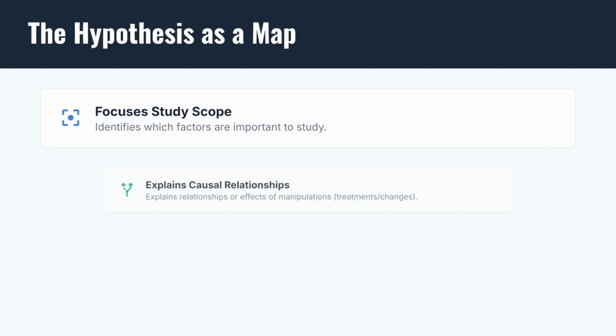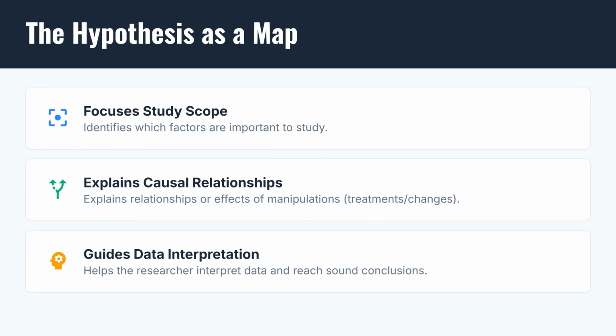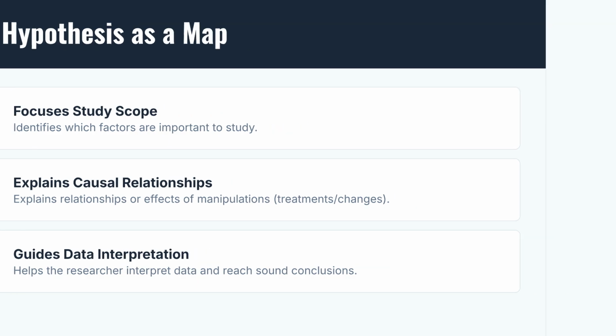A hypothesis acts as a map for research. It focuses the study's scope by identifying important factors. It explains causal relationships, showing the effects of manipulations. Crucially, it guides data interpretation, helping researchers reach sound conclusions.